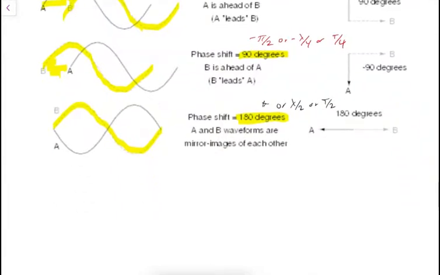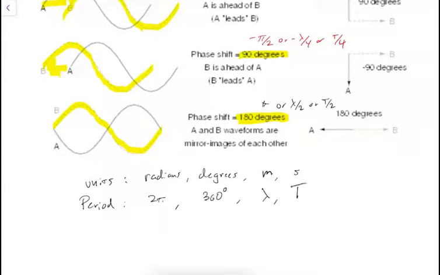So when we talk about the units, it can either be in radians, degrees, meters, or seconds. And for one full oscillation, what's a period for each of these? Well, for radians, 2 pi. For degrees, it's 360 degrees. For meters, it's just one whole wavelength. And for seconds, it's just one full time period. It depends on what it's asking you. It's like, what's the phase difference in meters? What's the phase difference in radians?